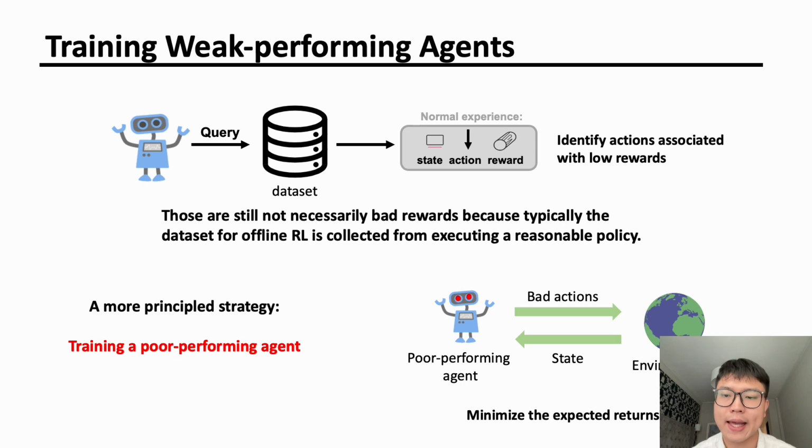In order to backdoor the agent, we need to identify bad actions that lead to poor performance. A simple method would be scanning the dataset to identify bad actions associated with low rewards. However, these low rewards are not necessarily bad actions, because the dataset for offline reinforcement learning is typically collected from executing a reasonable policy. Thus, we need to train poorly performing agents by ourselves. What we do here is change the objective of an offline reinforcement learning algorithm to minimize the returns rather than maximizing the returns.